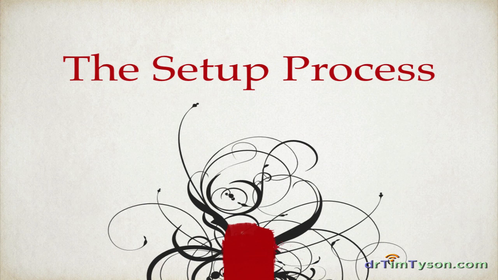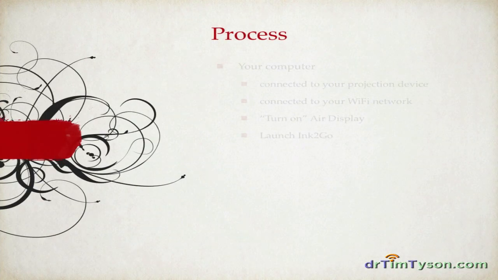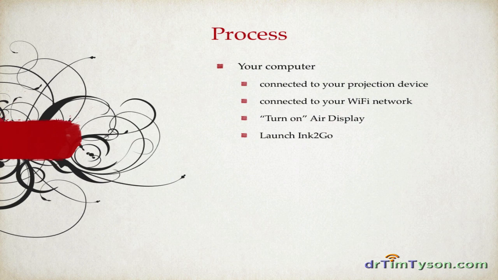So here's the process. After properly installing Ink2Go and Air Display on your computer, just as you normally would, make sure your computer is connected to your projection device. And then you have to connect your computer to your Wi-Fi network. In order for this process to work, you must have a Wi-Fi network. Then you're going to turn on Air Display, and I'll show you that in a moment. And then you'll launch Ink2Go, another application. All of this done on your computer.